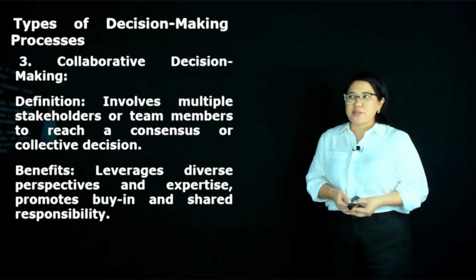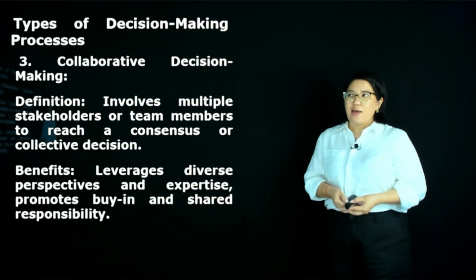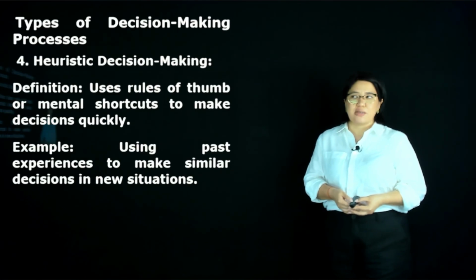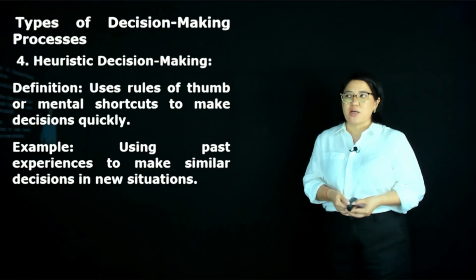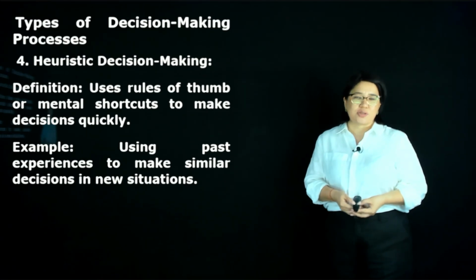And here is collaborative decision-making. By definition, it involves multiple stakeholders or team members to reach a consensus or collective decision, and its benefits are that it leverages diverse perspectives and expertise, and promotes buy-in and shared responsibility. Then we have heuristic decision-making. It uses rules of thumb or mental shortcuts to make decisions quickly. An example is using past experience to make similar decisions in new situations.